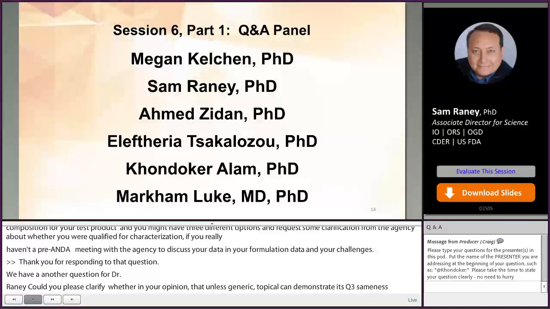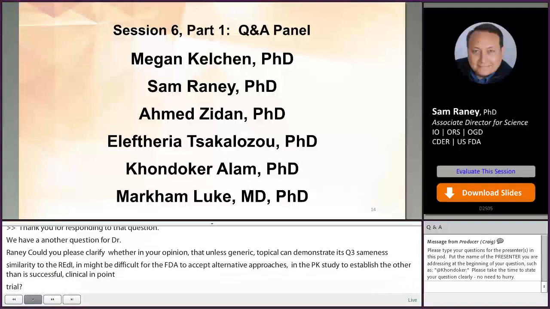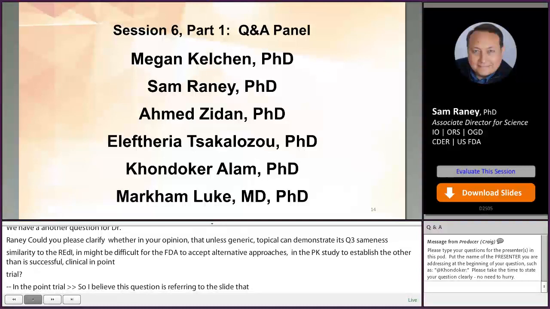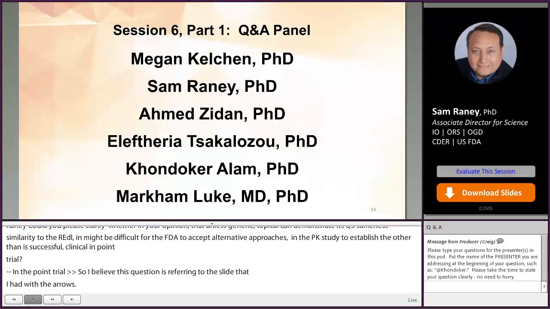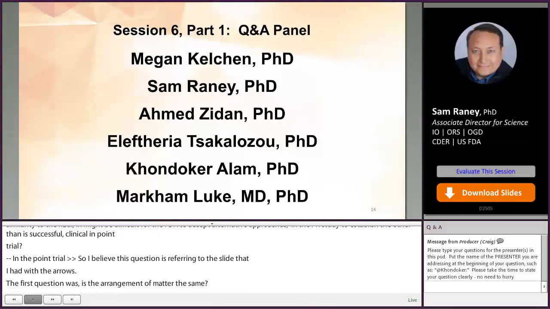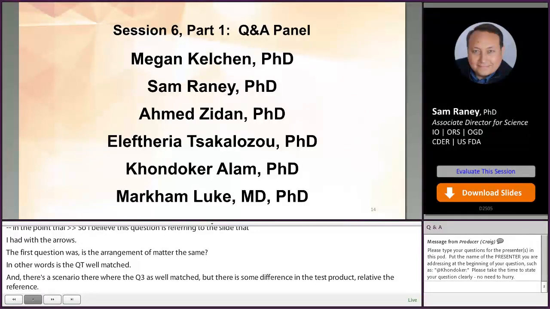So I believe this question is referring to the slide that I had with the arrows. Where the first question was, is the arrangement of matter the same? In other words, is the Q3 well matched? And there's a scenario there where the Q3 is well matched, but there's some difference in the test product relative to the reference. Some difference that means it's not going to qualify for the no difference standard. So maybe it's at plus or minus 6%, maybe it's some other reason.